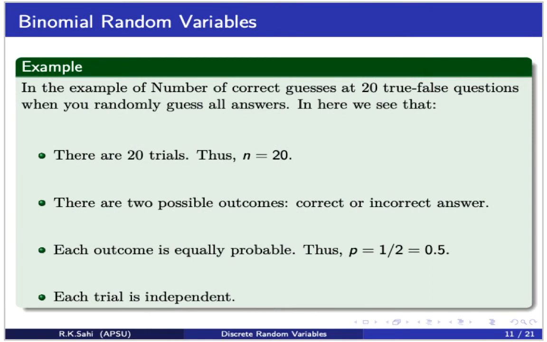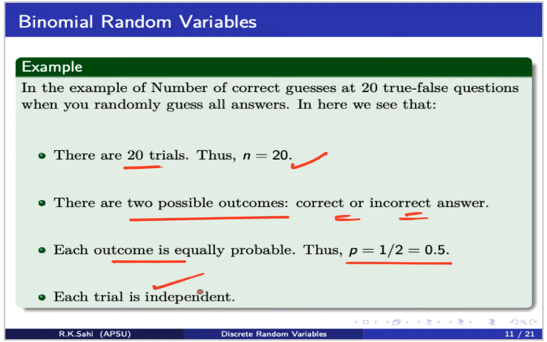Okay, let's start with the example we just talked about, the number of correct guesses for 20 true-false questions when you randomly guess them. How many trials? 20, so n is 20. Two possible outcomes, correct or incorrect. Every outcome is equally probable. That means p is 0.5. And every trial is independent, because remember, the first question is not going to affect the second question's answer.